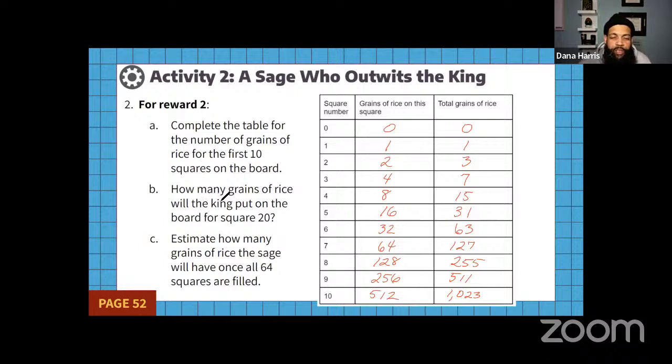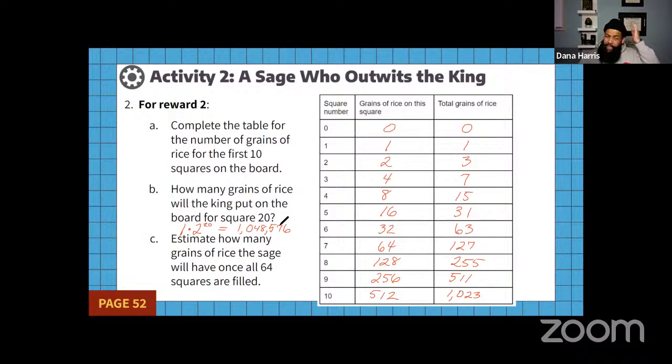How many grains of rice will the king put on the board for square 20? Notice this number is doubling every time. So we start out with 1, and then 2 is our multiplier. And in this case, for the first 20 squares, we're going to say to the 20th power, and that equals 1,048,576 grains of rice on the first 20 squares.